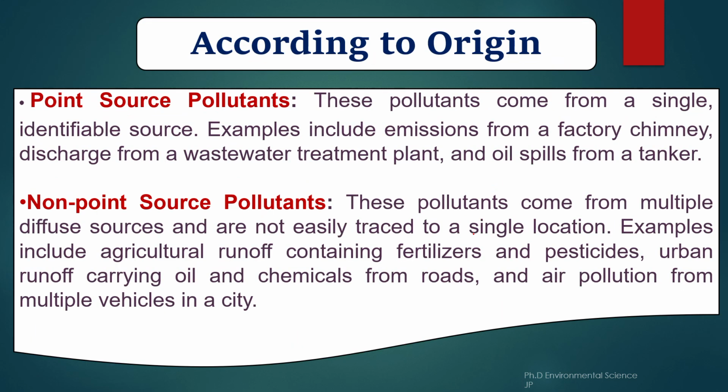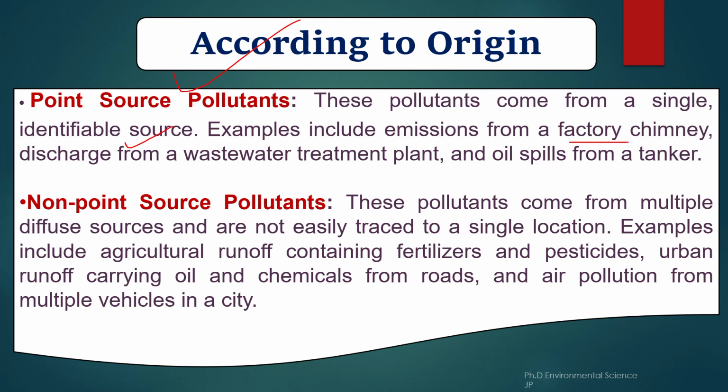Then the last categorization is according to the origin of pollutants. First is point source pollutants. These pollutants originate from a single identifiable source, making them easier to monitor, regulate, and manage. These sources are typically stationary and include specific locations or structures from which pollutants are discharged directly into the environment. For example, factory emissions.